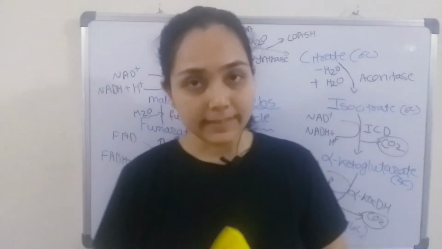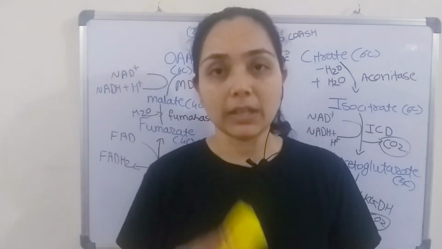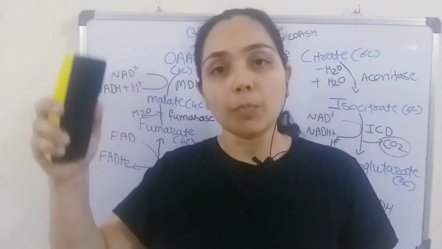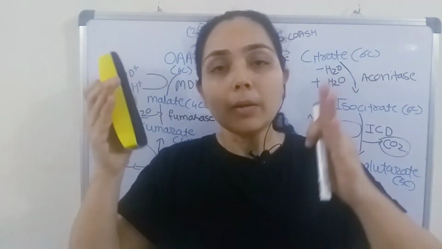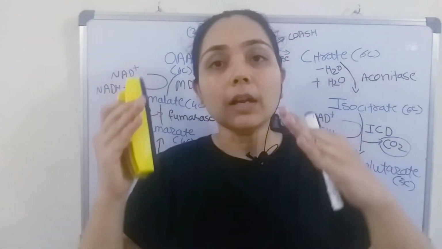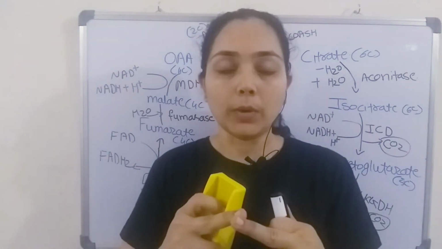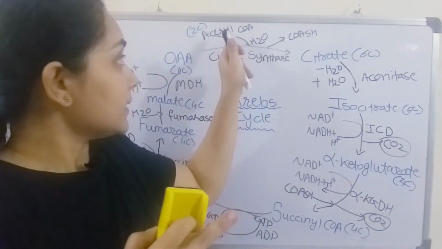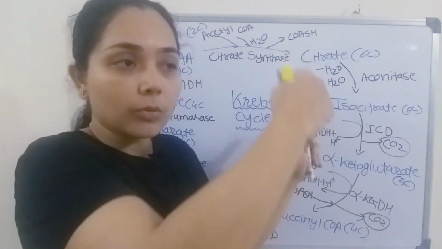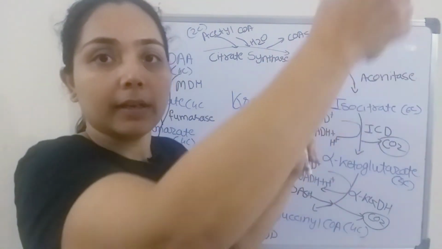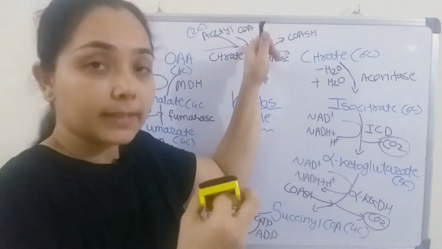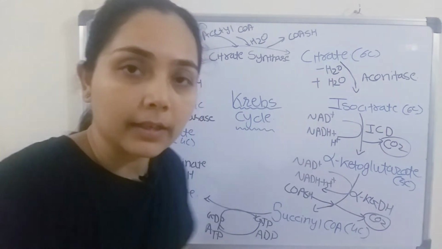Up till now we had seen that the Krebs cycle is the central metabolic pathway. How? Because fat, carbohydrate, protein or amino acid will all undergo their individual catabolic pathways, and ultimately they will convert to acetyl CoA, and this acetyl CoA will then enter into the Krebs cycle. So fat, carbohydrate and amino acid all come to one common point, that is acetyl CoA, and this acetyl CoA will then enter into the Krebs cycle.